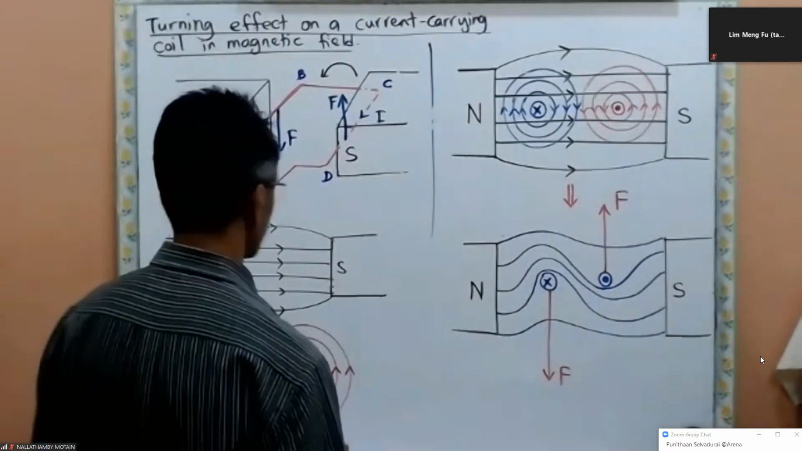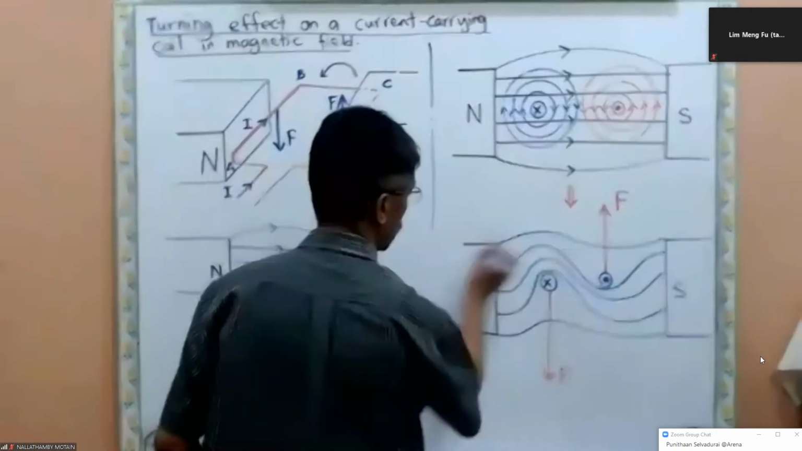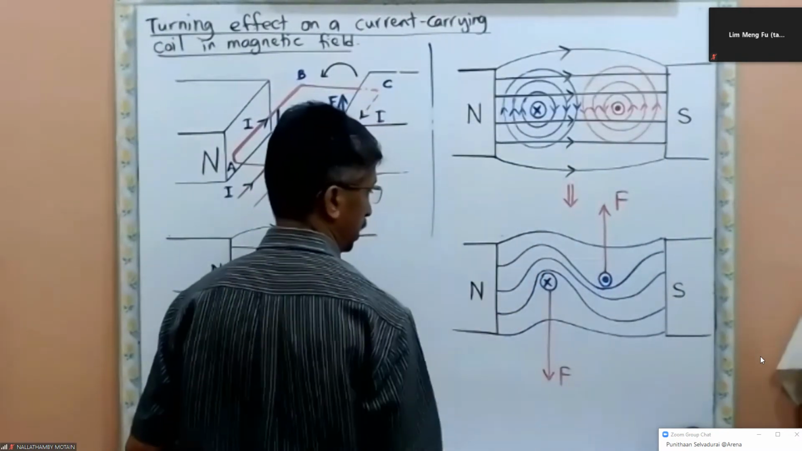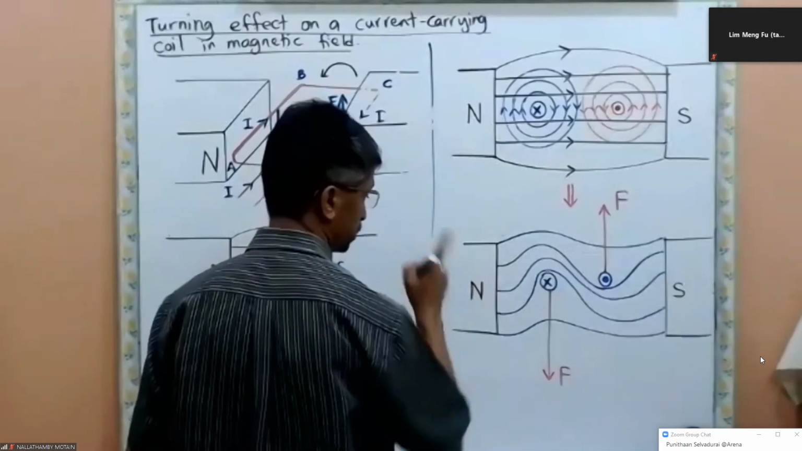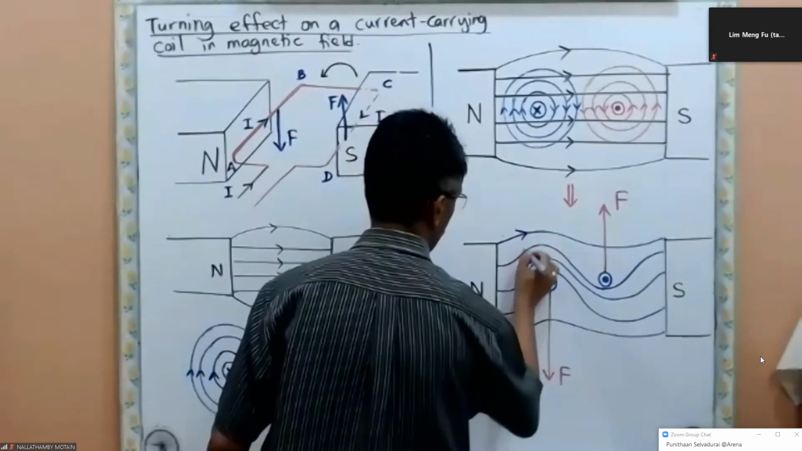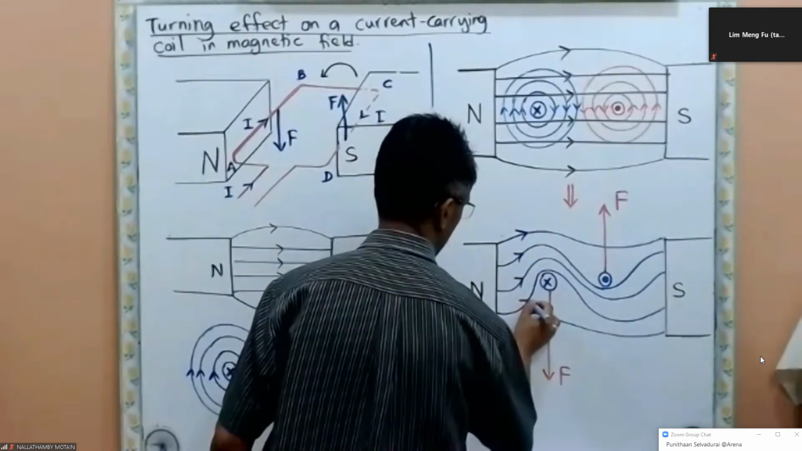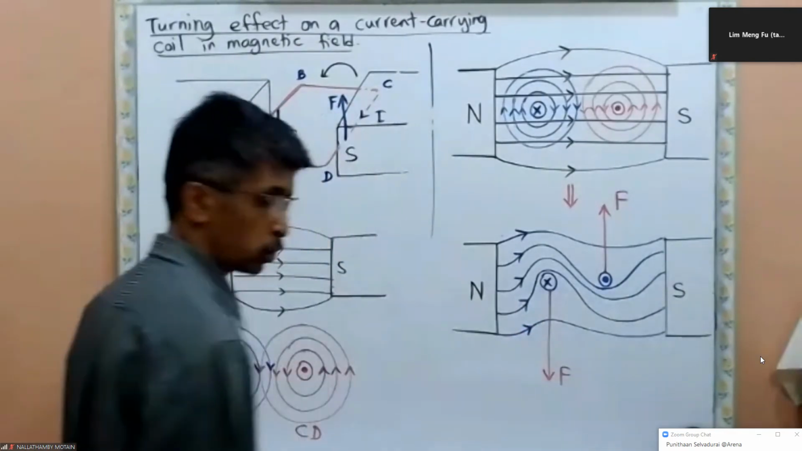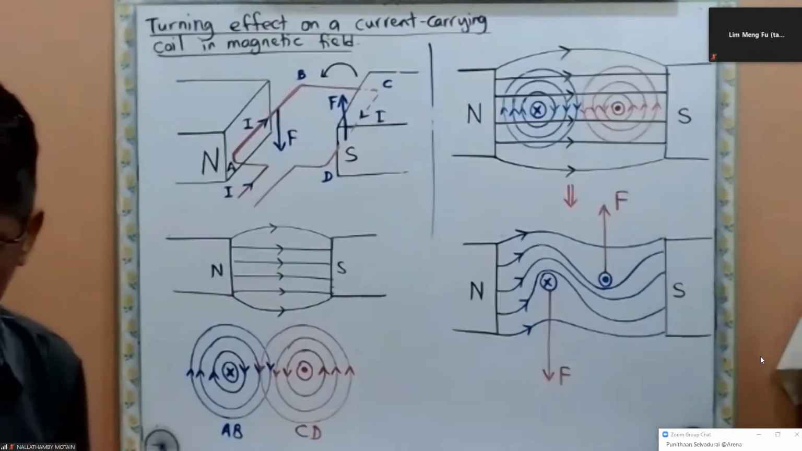Okay. So after that, just for this, they give you 3 marks, but don't miss the direction of the magnetic field. You have to draw the direction of the magnetic field.